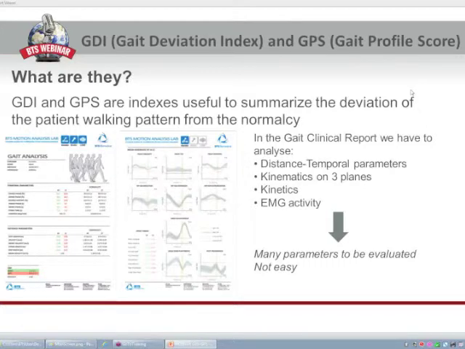A typical 3D gait analysis produces a report with a large amount of data, and sometimes it is not so easy to have a global comparative overview of all of it, also because of the interdependence and correlation of the analyzed variables. For this reason, in recent years some indexes have been developed that summarize the overall deviation of the patient's walking pattern from normalcy. These are the goals of both the Gait Deviation Index and the Gait Profile Score we are going to talk about.